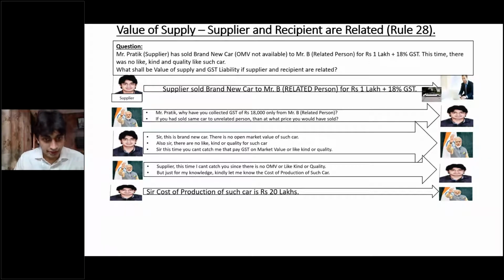What did I tell the government? Cost of production of such a car is 20 lakh. It cost 20 lakh rupees to make this car. Okay, now see what the government said.